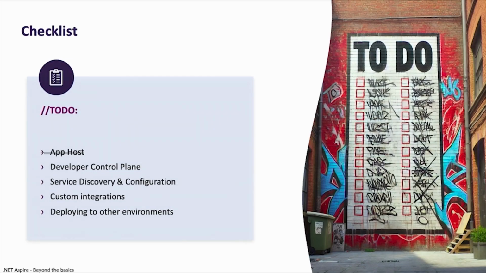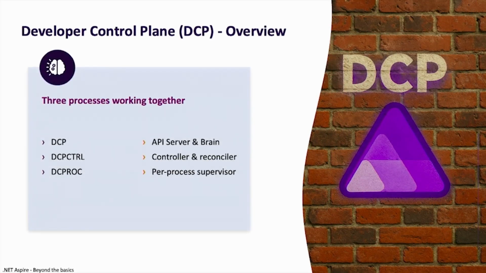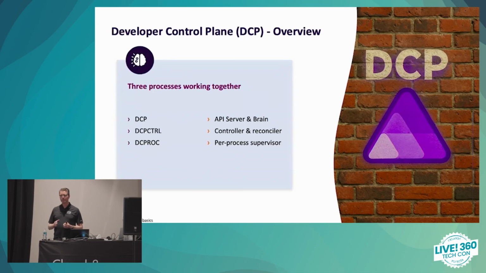All right, so let's quickly cross off the app host from the list and dive into that developer control plane. If you zoom in to the DCP, at the time of writing this talk, the DCP was fully undocumented, so I had to figure it out all by myself, and that's what we'll do in the next demo together.